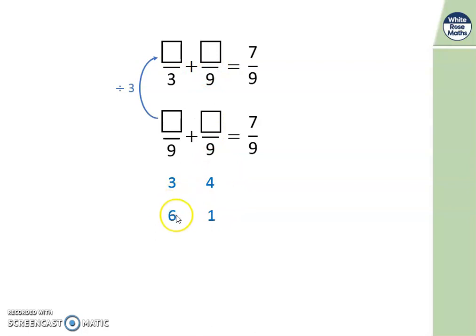We could also use the other one. Now this would be 6/9, but we need to convert it back to thirds by dividing by 3. So 6 divided by 3 is 2/3, and the ninths don't need to change. Which part went with it? 1/9, sorry. Well done. So 2/3 add 1/9 is the same as 7/9.